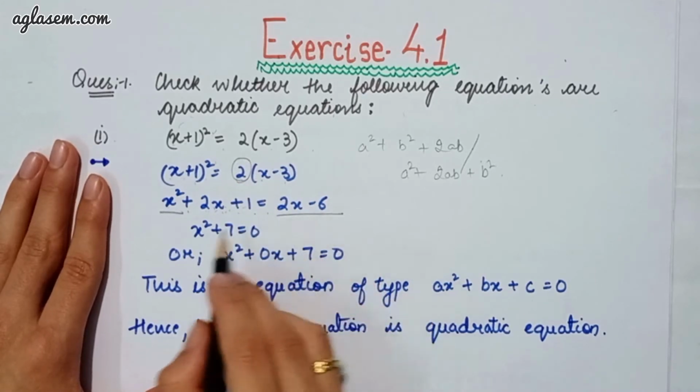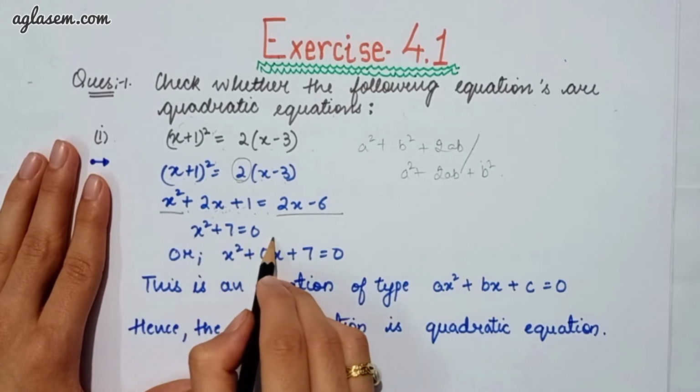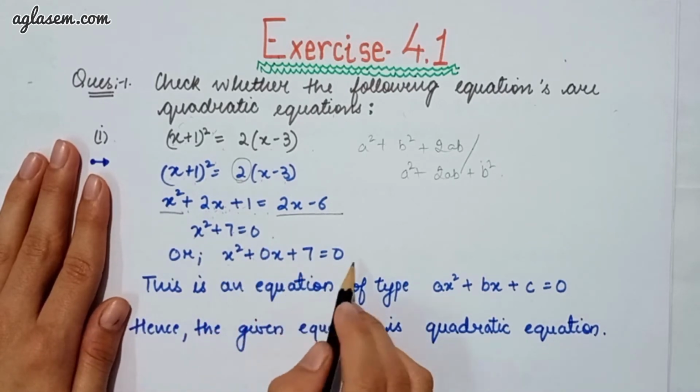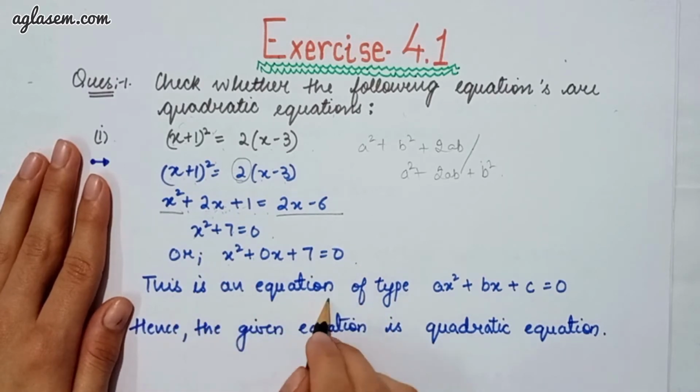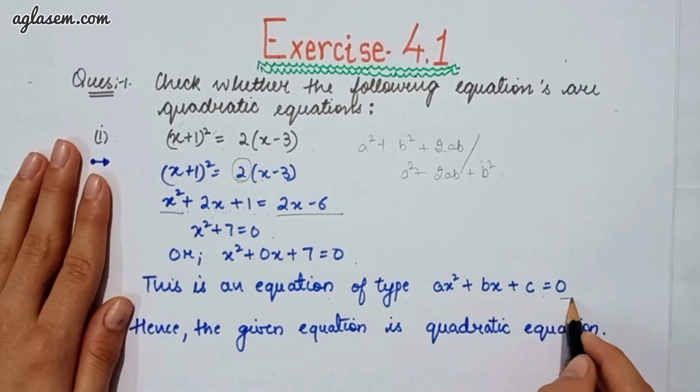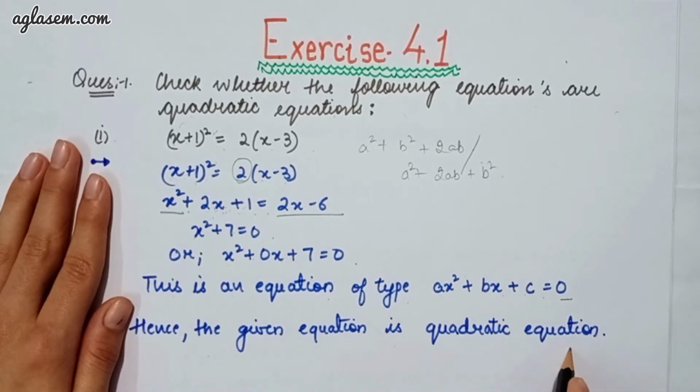So our equation will be x square plus 7 is equal to 0, or we can write it as x square plus 0x plus 7 equals 0. So this is an equation of type ax square plus bx plus c equals 0. So the given equation is a quadratic equation.